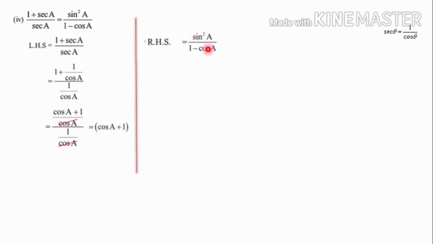So here this sine also we have to change into cos. We have already learned the identity sin² A is 1 minus cos² A. Just substitute it: 1 minus cos² A, with the denominator the same, 1 minus cos A. The numerator is in the form a² minus b². We know that a² minus b² is (a plus b) into (a minus b). So here a is 1, b is cos A, so it is 1 minus cos A into 1 plus cos A.